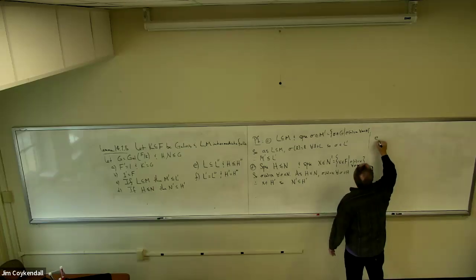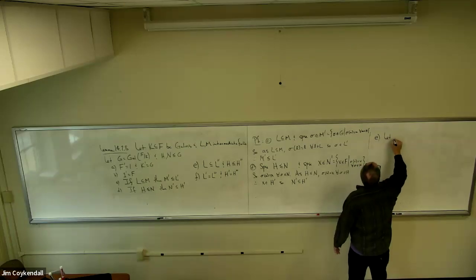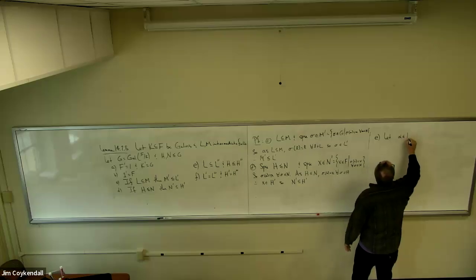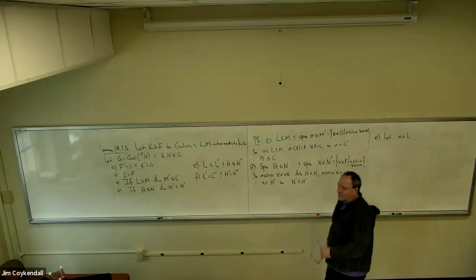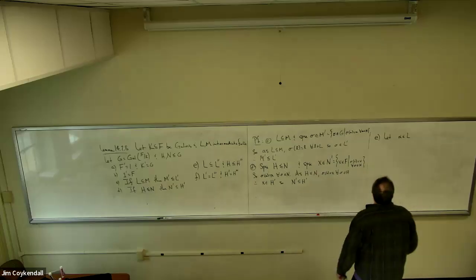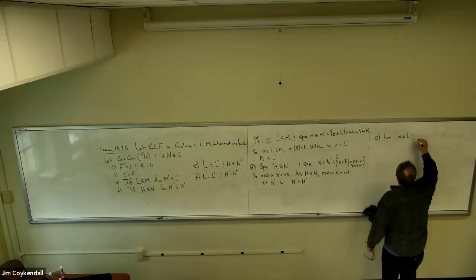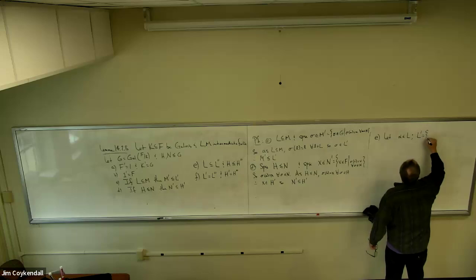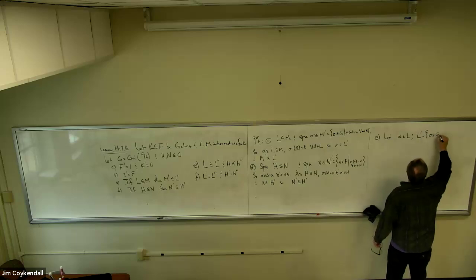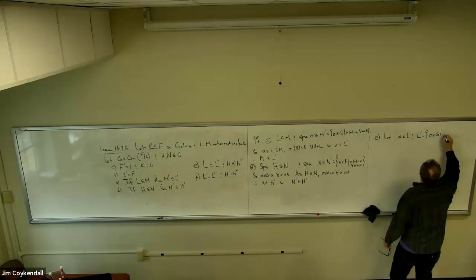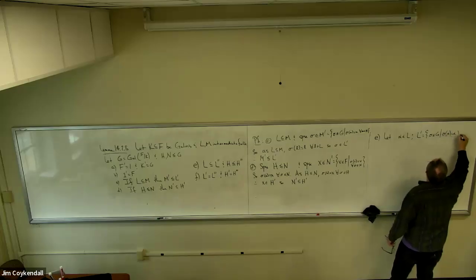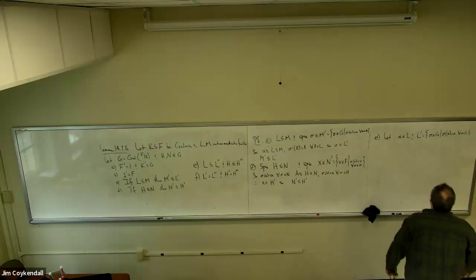Let's see where we are. Let alpha be in L. Now, L prime is the set of sigma in G such that sigma alpha equals alpha for all alpha in L. Right?